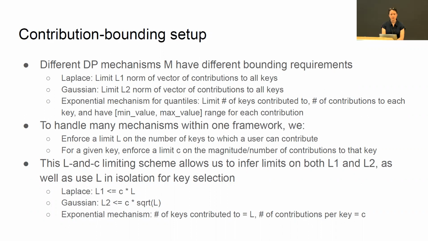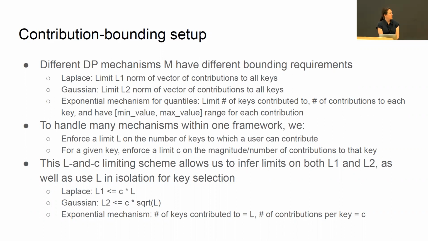First, we enforce a limit L on the number of keys to which a user can contribute. And then for a given key, we have some limit C on either the magnitude or the number of contributions to that key. Notice that we can combine L and C to bound either L1 or L2, which is shown at the bottom there. We can also get most of the necessary limits for the exponential mechanism on quantiles from this, and the other ones are actually very, very easy to enforce. So by enforcing these two limits, we can characterize sensitivity for a lot of mechanisms.